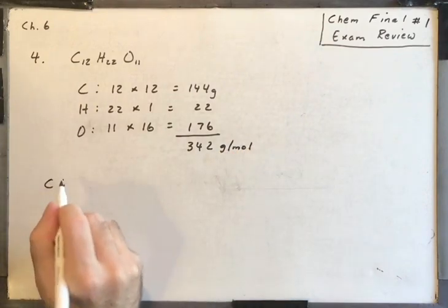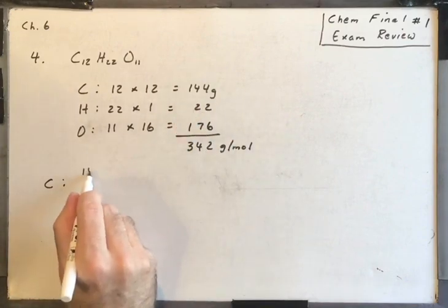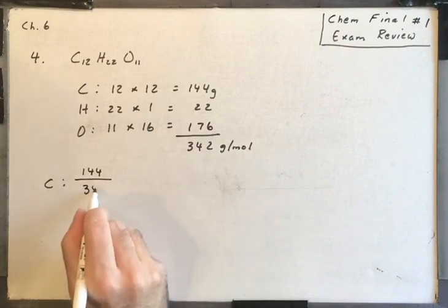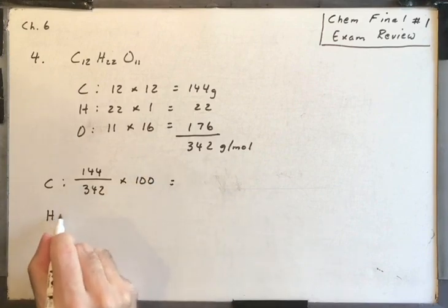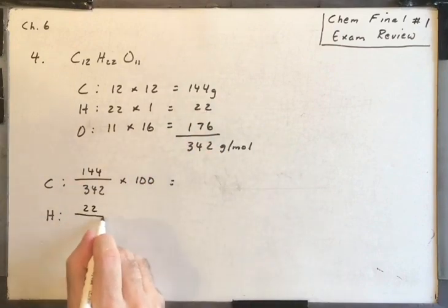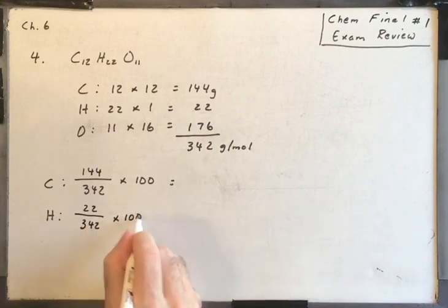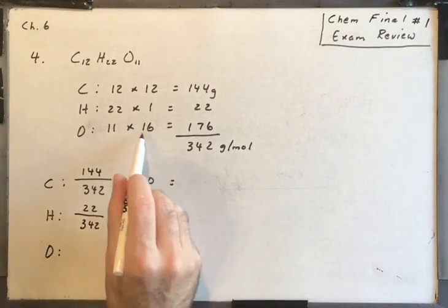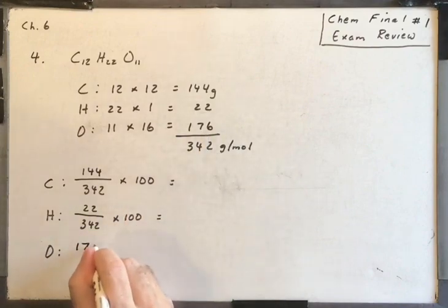So the percent of carbon is, you take the amount that's in the total compound, 144 of carbon, divide it by the total amount of the compound, 342, times 100. Do the same thing for hydrogen. There's 22 grams per mole, so put 22 on top. The entire compound weighs 342 times 100. And then for oxygen, of this 342, oxygen is 176 of it.